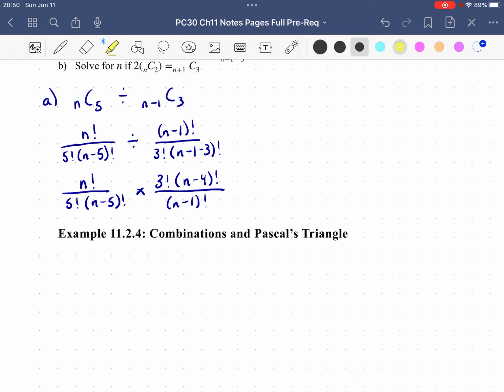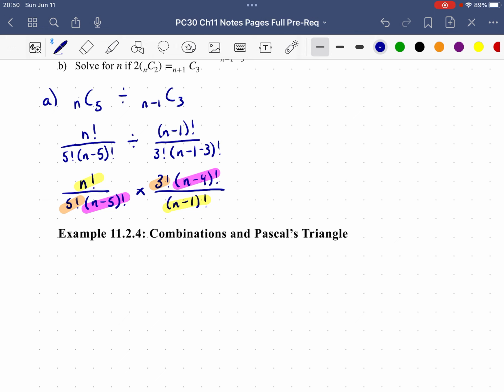Now, let's see if we got stuff that's kind of close so we can cancel it. We got this n factorial and (n minus 1) factorial. Before we do that, let's highlight a few other things. We got this (n minus 4) and (n minus 5) factorial. They're kind of close to each other. And then we got this 5 factorial and 3 factorial. We know we can cancel some stuff out from there. So we're going to cancel from those different colors.